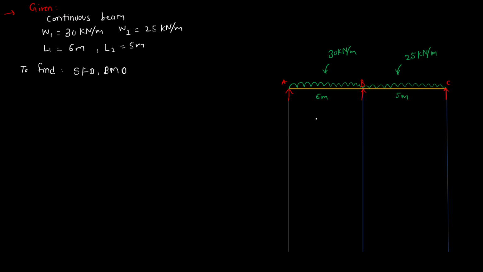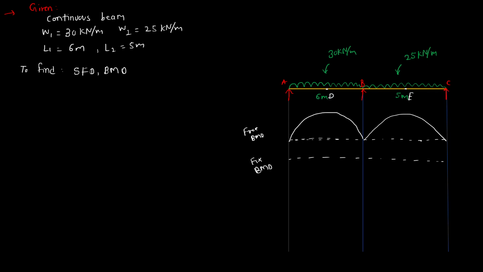So to draw this, first we'll start with marking the center points here. So A, B, C, and then this is D and E. As we know that to draw the net bending moment diagram, we have to draw two diagrams first. First is the free bending moment diagram, and the second one is the fixed bending moment diagram. So as UDL is present on both sides, here a parabola will come. Similarly here also there will be a parabola.